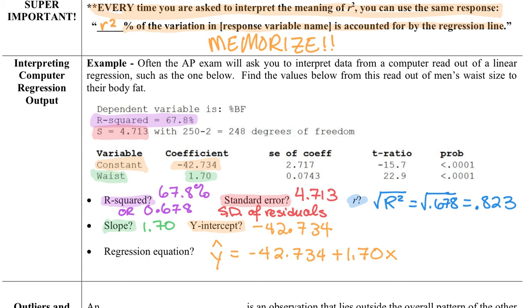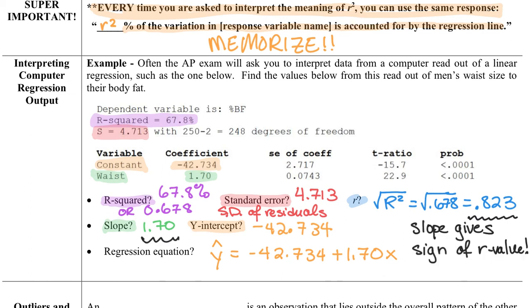One final thing that's really important, and it did not come out on this readout, is that the slope also tells us the sign of our R value. Since we had to find R based on our R squared, it's not going to give us a positive or negative number. You have to look at the slope to see whether R is positive or negative, because remember, your correlation coefficient also tells you the direction of your correlation, not just the strength. The slope would also go in the same direction of that correlation.